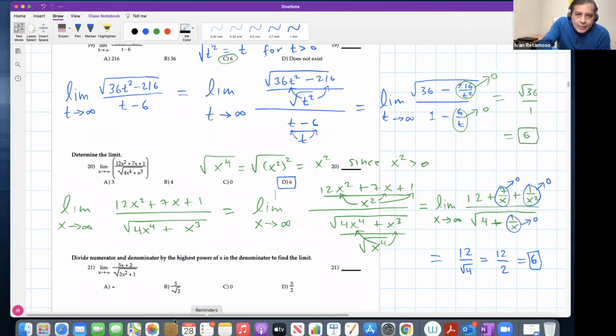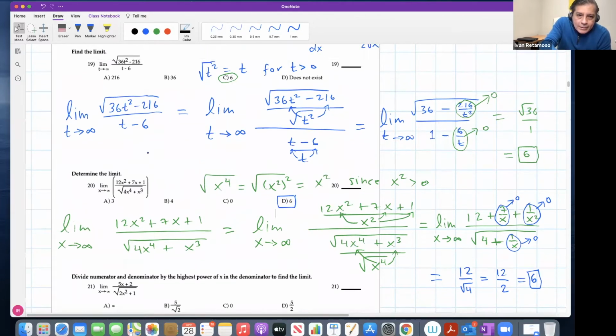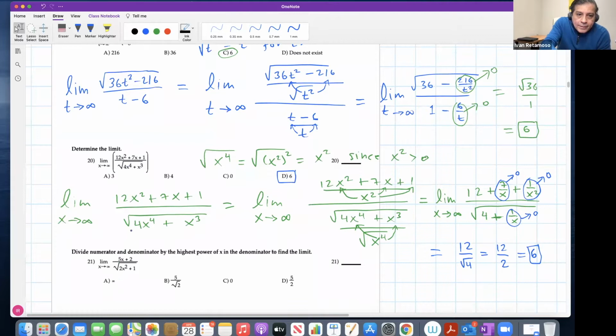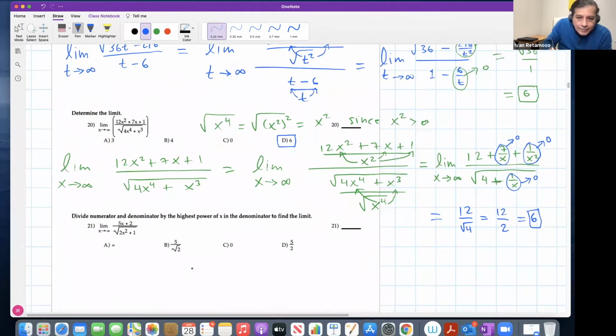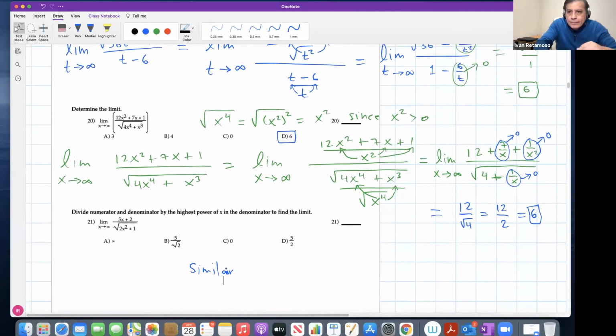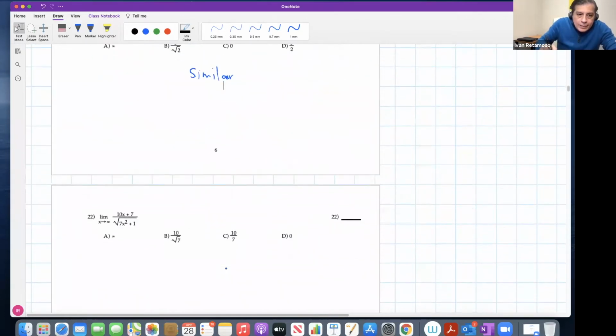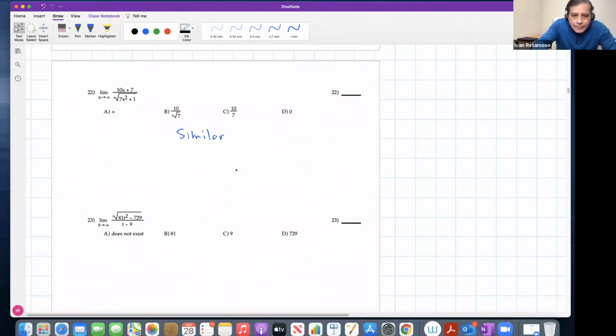Yeah, this one's similar to the one that we just did, right? Very similar. So let's look for new forms. This one's similar to the one that we just did, right? Similar, with the radical on the bottom.